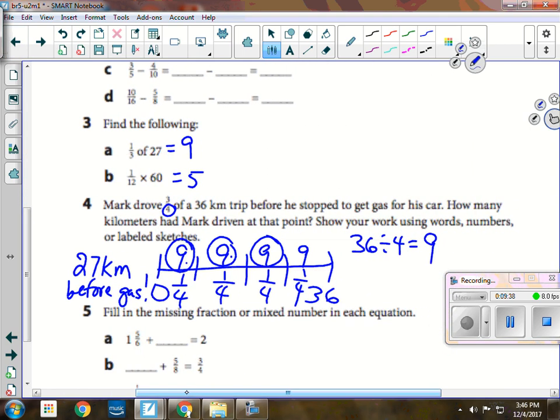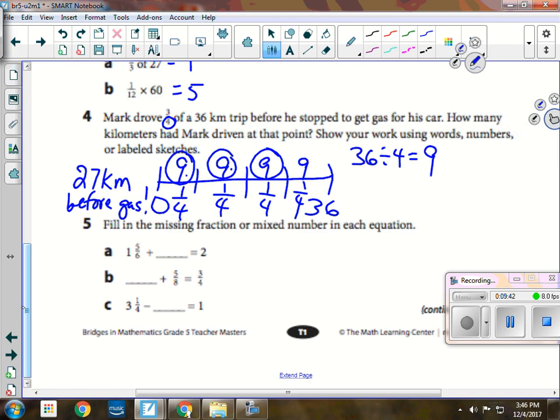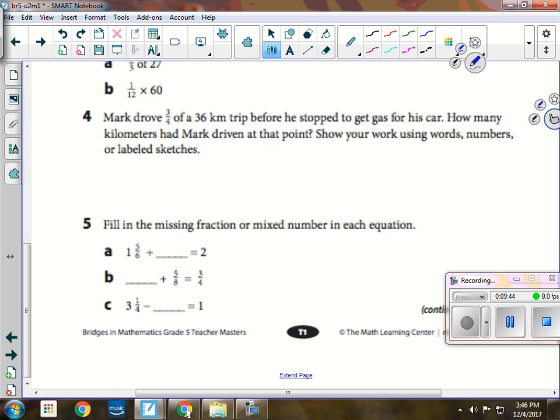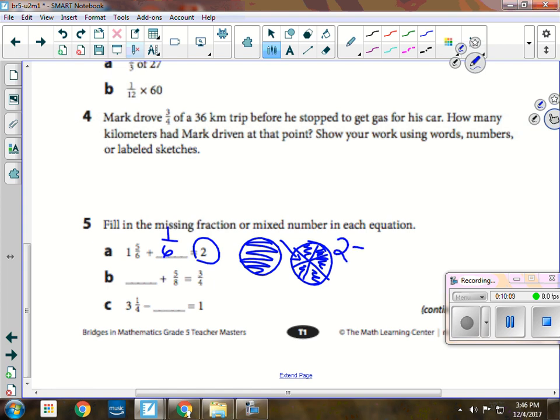Skip pages there, sorry. And the last couple here, I told the kids since I was 2, I use pictures to do this. 1 of 5/6 plus something. So here's 1, and let's see, I need 6. And 5/6 plus what equals 2? Well, that's all that's left to fill in, so I need 1/6. You could also do 2 minus 1 and 5/6, which also equals 1/6. Clear?